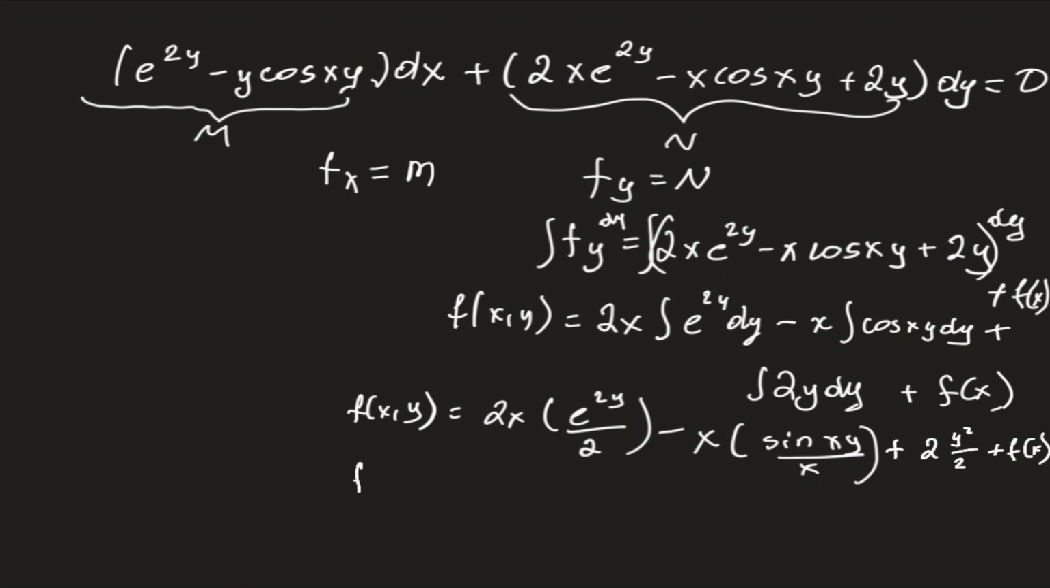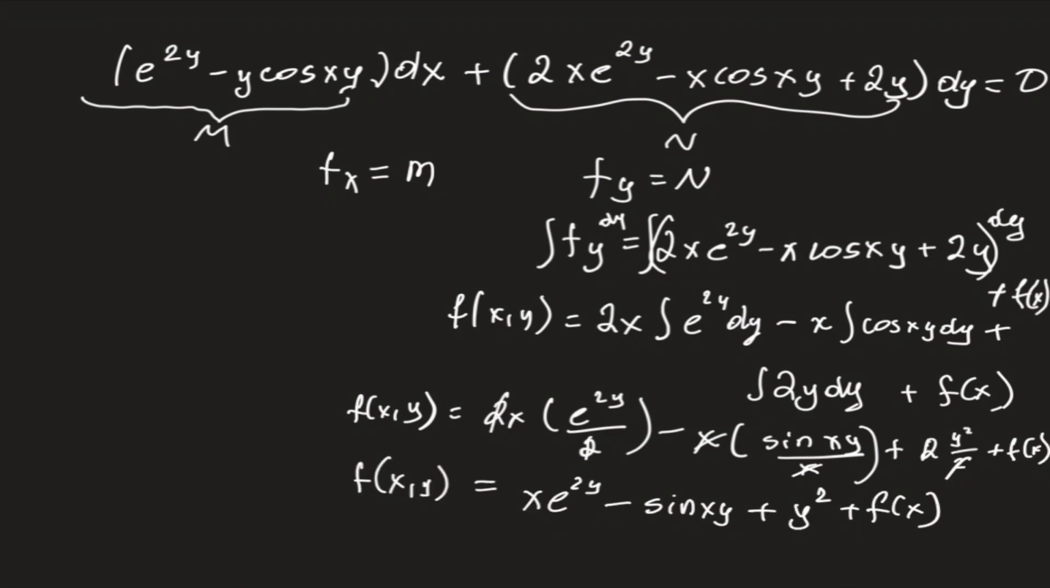Now I'm just going to quickly simplify here. So f of x comma y is equal to, these 2's cancel, we have x e to the 2y. These x's cancel, which is minus sine xy. These 2's cancel, plus y squared, plus some function of x. And this is, again, when you put a little star next to this, because you know you have to come back to it to fill in what that f of x is actually going to be.